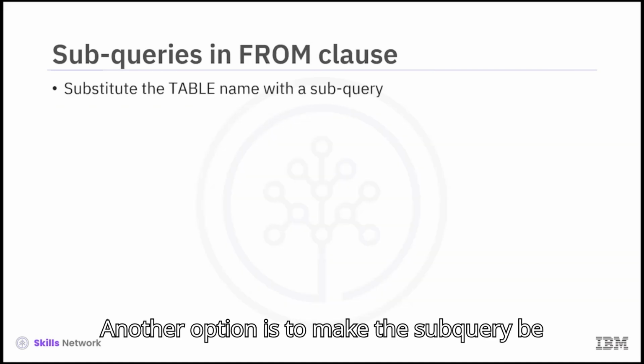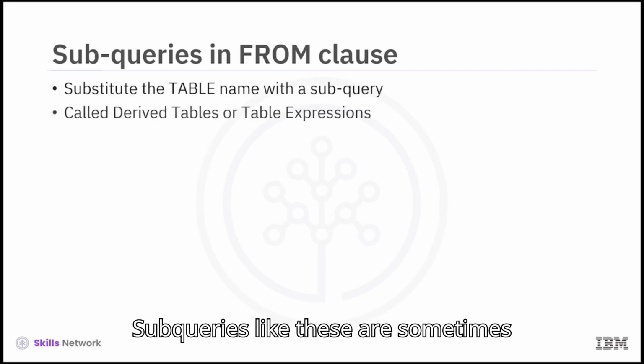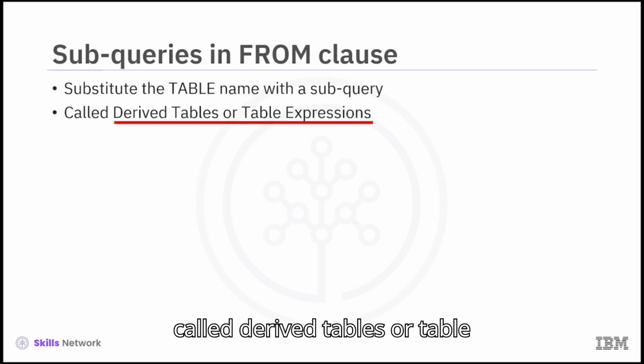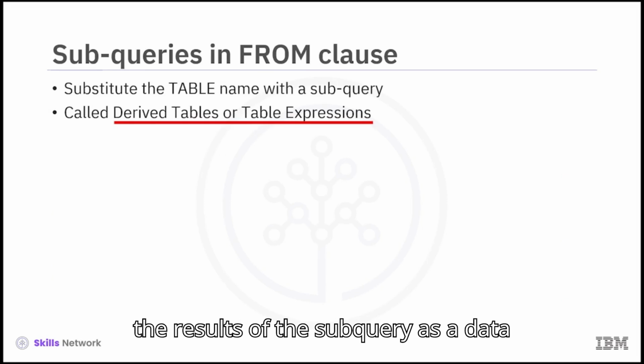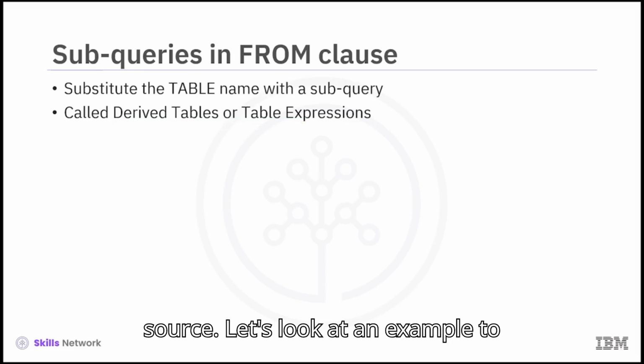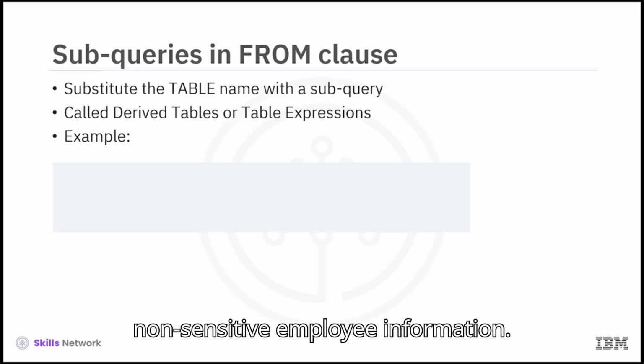Another option is to make the subquery be part of the from clause. Subqueries like these are sometimes called derived tables or table expressions, because the outer query uses the results of the subquery as a data source. Let's look at an example to create a table expression that contains non-sensitive employee information.